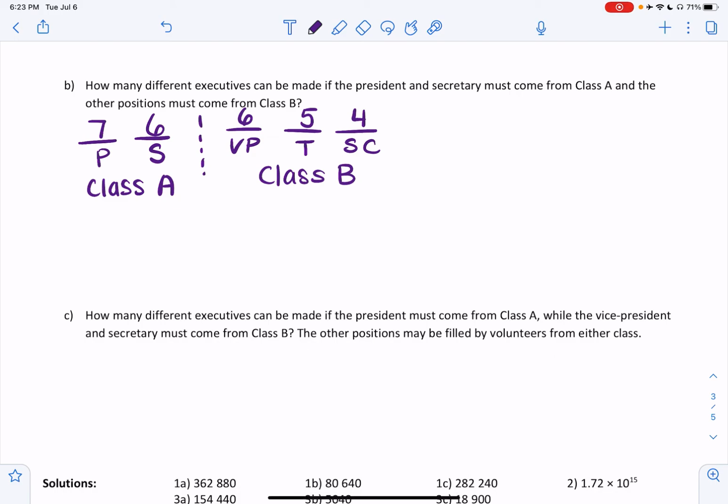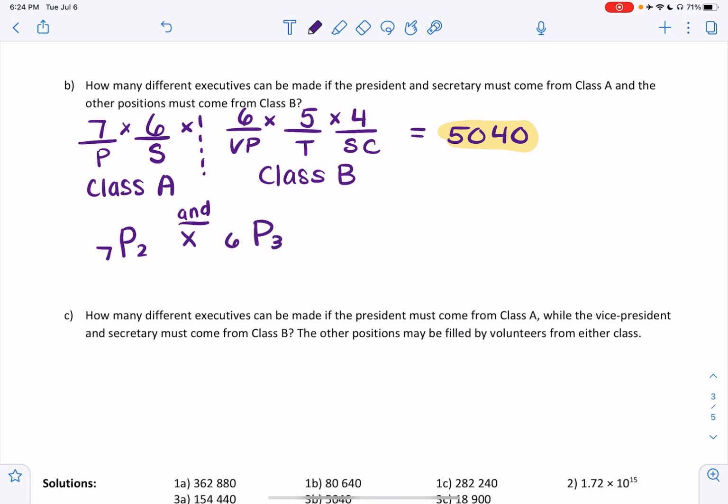And because, again, we require a president and a secretary and a vice president and a treasurer, we multiply. There we go. And this will give us 5,040. Now we can also do this with permutations. For Class A, we had 7 people and we needed 2, so 7 permute 2. And from Class B, we had 6 people and we chose 3. So we do 6 permute 3. Multiply that, we get the same thing.